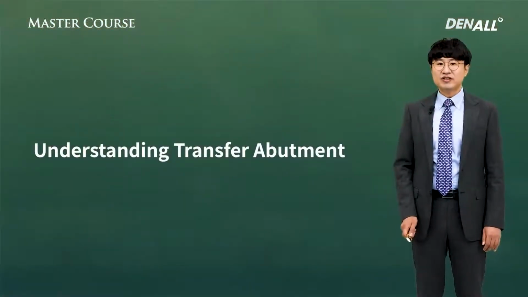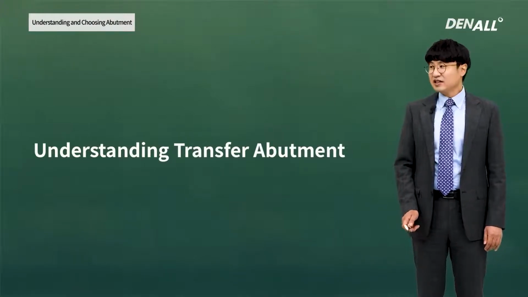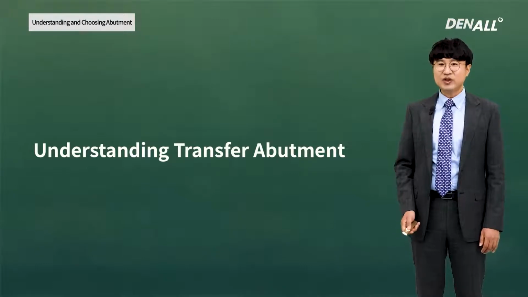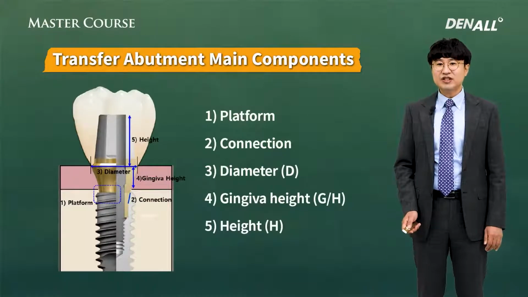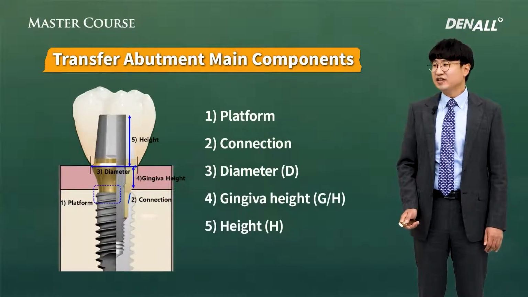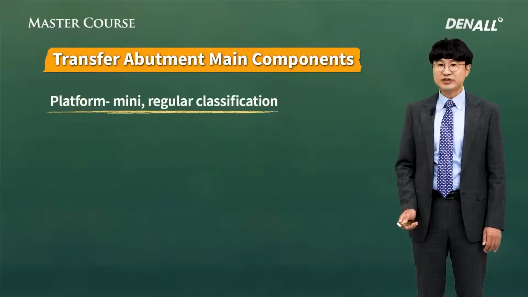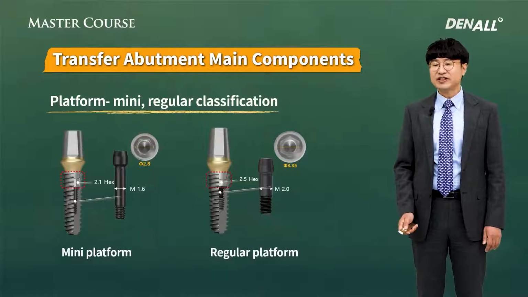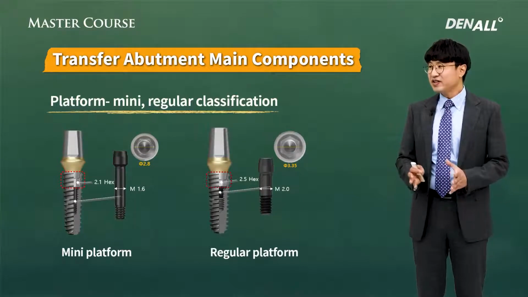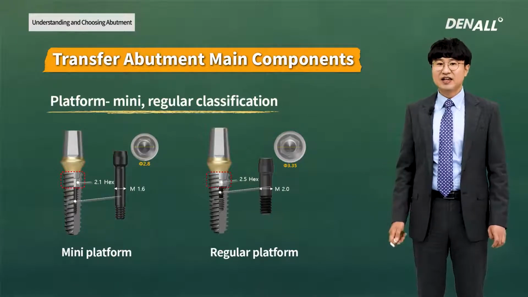Let's have a look at the Osstem stock abutment, the transfer abutment. Transfer abutment is the most widely used one among the stock abutments. There are 5 main components in the stock abutment. First, let's have a look at the platforms. For fixtures with a diameter of 3.5 or less, a mini platform abutment can be used. That is, abutment platforms can be selected depending on the fixture diameter.